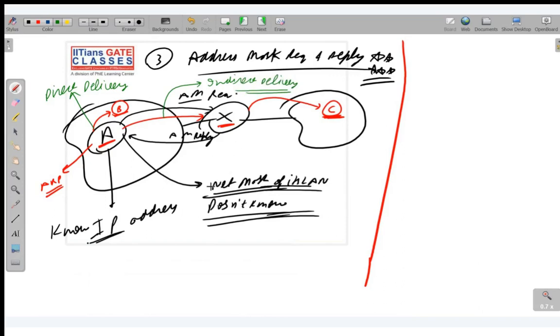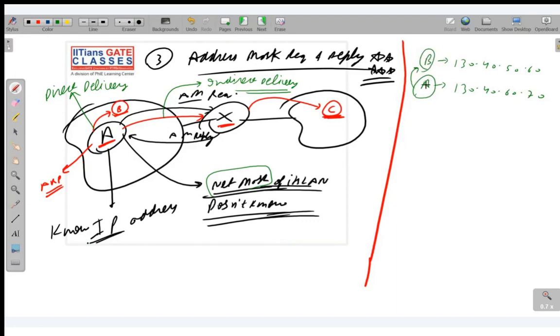So now the question is how it will come to know. For that it will apply the net mask. Let me tell you how it will be done. I am just solving a GATE numerical. B's IP address is 130.40.50.60. A's IP address is, say, 130.40.60.70, and A wants to send a message to B and wants to know whether delivery is direct or indirect. That means it can send a message directly to B or not.